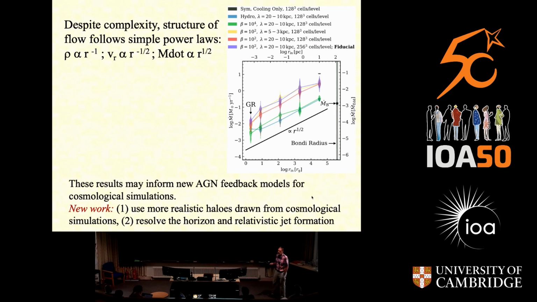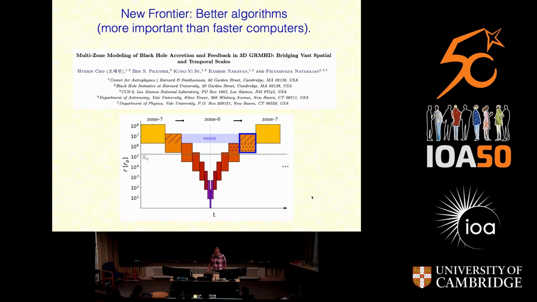There's now a project involving a collaboration with MPA to try to use more realistic halos drawn from cosmological simulations and doing new calculations that really resolve the horizon and get relativistic jet formation. And ultimately our goal over the next 5 or 10 years is to be able to have physically informed feedback models for AGN feedback. And one way we're going to get there is better algorithms.